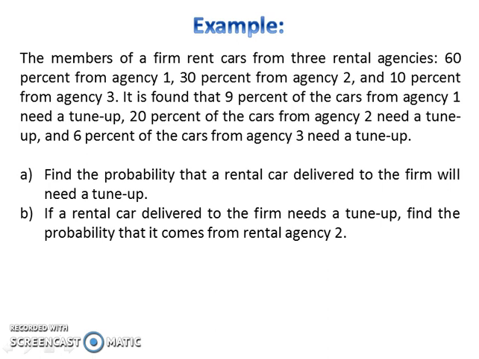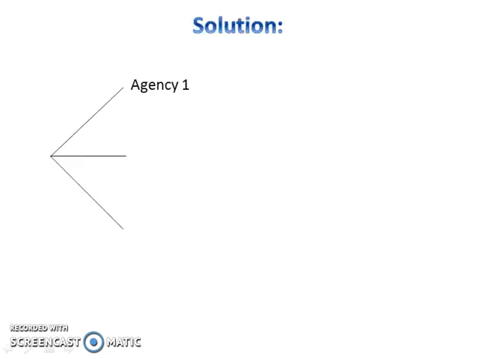To solve this problem, we must first draw a tree diagram to represent the situation. Since the firm rents cars from 3 agencies, we begin our tree diagram with 3 branches for all the 3 agencies, that is Agency 1, Agency 2, and Agency 3. We should also assign the probabilities at the tree.